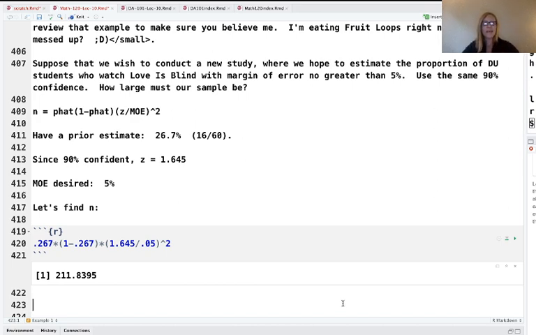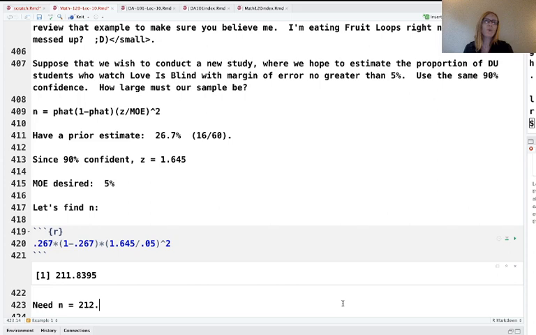Of course, I can't have 0.83 students. That would be messy. That's a really funny joke, by the way. You guys should all have laughed at that joke in class when I told it in person. It's too late. We need n equals 212.